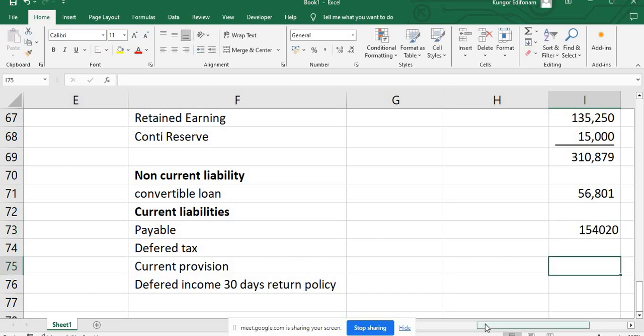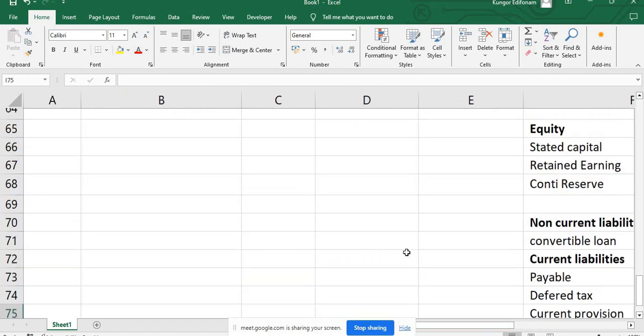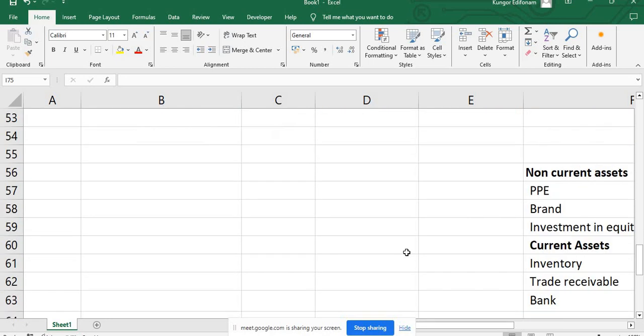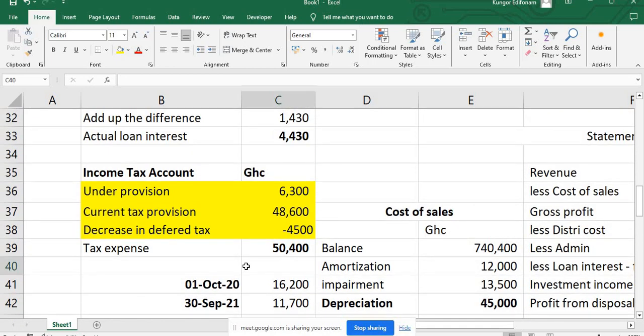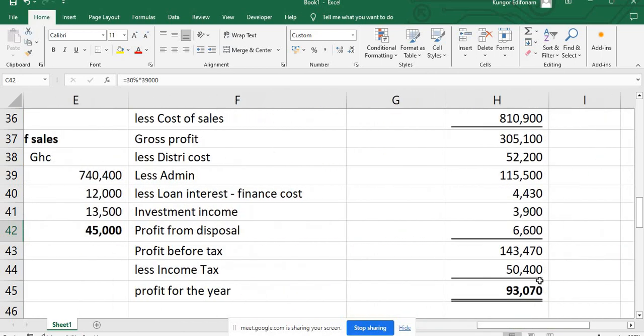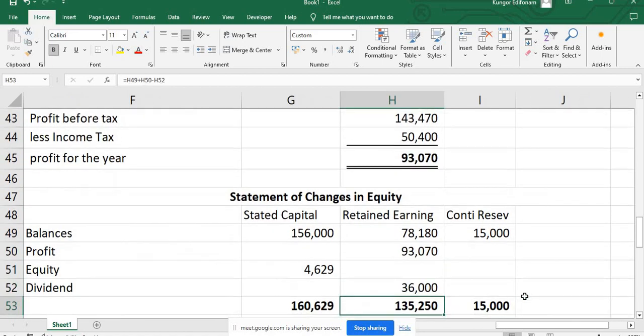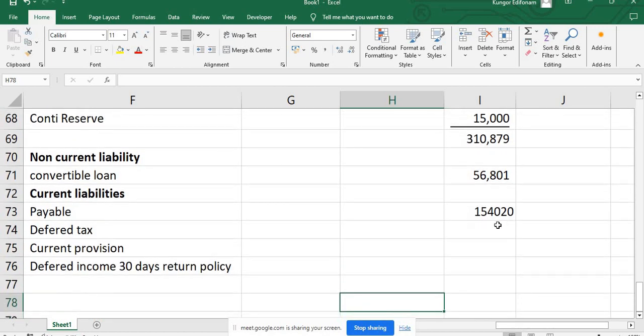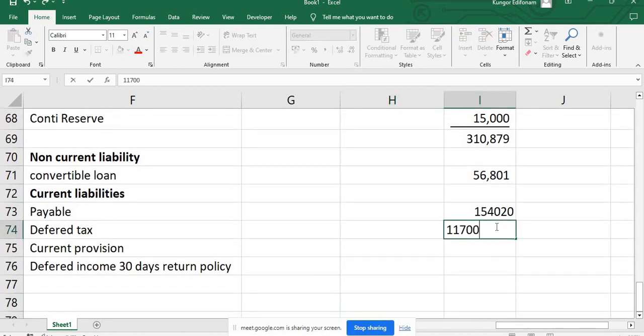So the deferred tax will be the deferred tax at the end. Let's check the deferred tax, the adjustment we made. So the deferred tax at the end is which? 11,700. All right. Then the next thing will be the current tax provision.